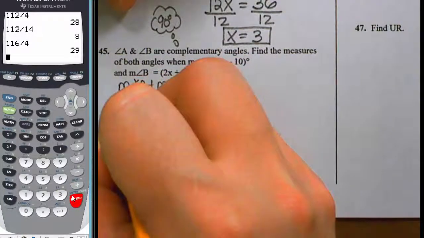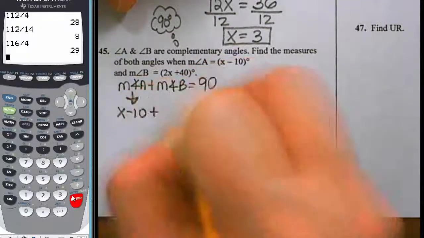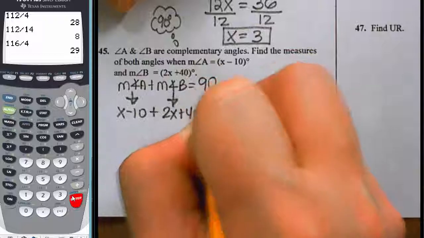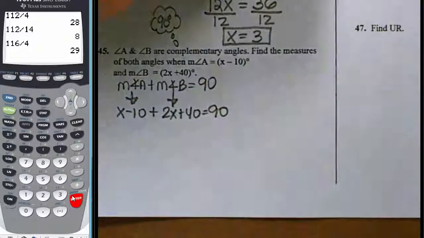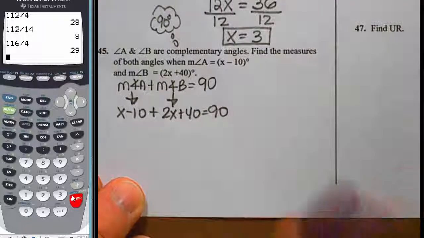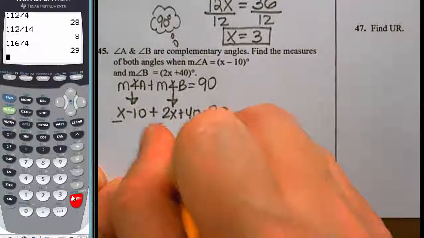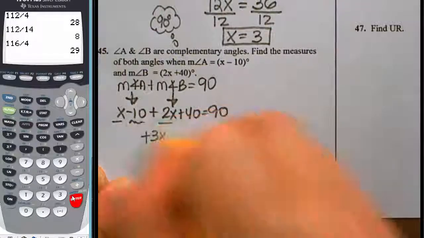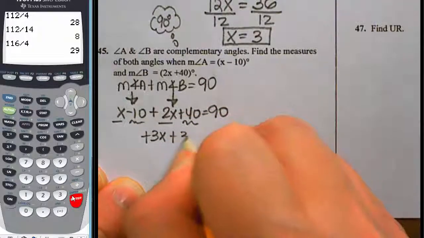The measure of angle A is x minus 10. The measure of angle B is 2x plus 40. And once I plug it in there, I have an equation that I can solve for x. So here I'm going to have x plus 2x is positive 3x. Negative 10 plus 40 is positive 30.